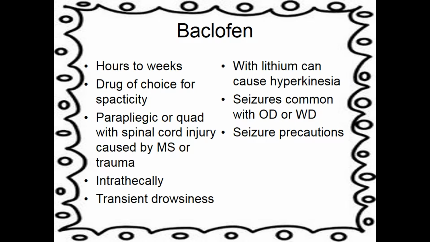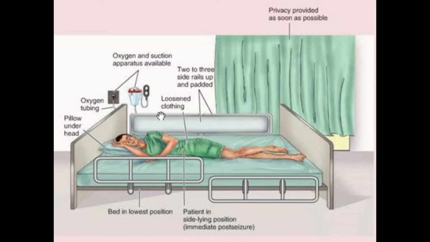activities or muscular movements. Seizures are common with overdose or withdrawal of this drug, and we need to understand what seizure precautions are. This slide shows us that seizure precautions include privacy, 2 to 3 side rails up and padded. That's the specific thing for the side rails. Oxygen and suction available when in need.